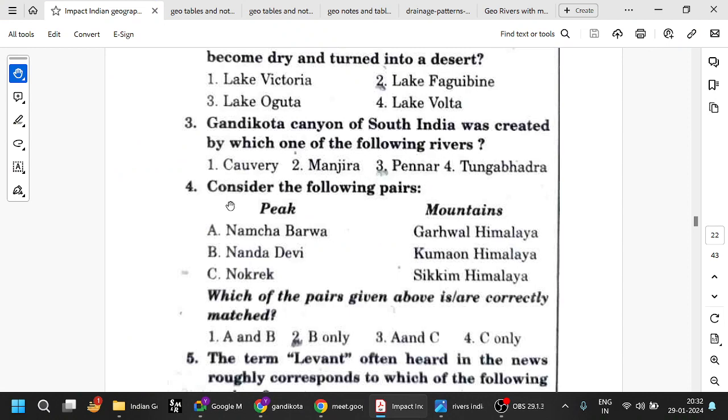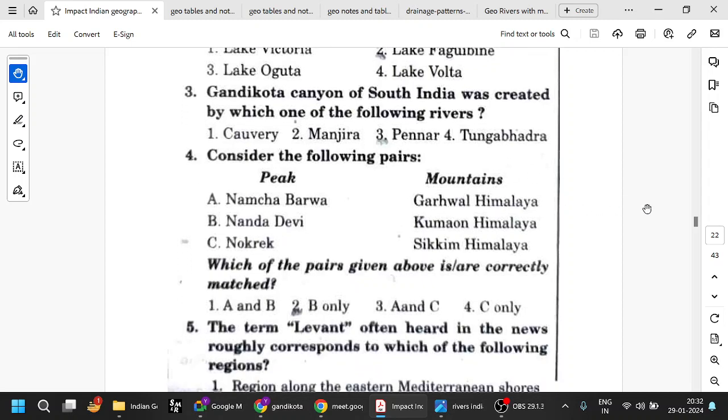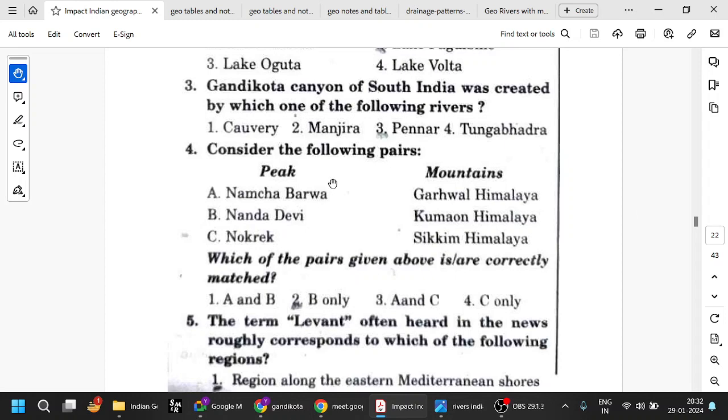Okay, next. Namcha Barwa, Nanda Devi, Nokrek. Namcha Barwa, I've told already, it is the western syntaxial bend. So obviously, it will have to be... Consider the following page. Which of the following are correctly matched? Okay, so Namcha Barwa is not Garhwal. It is wrong. It is Assam Himalayas, okay, or northeastern Himalayas. Nanda Devi is in Uttarakhand, and Uttarakhand Himalayas are called Kumaon Himalayas, which we have already seen in the Indian geography. So Nanda Devi is right. So Nokrek Himalayas is also always in the northeastern part, but it is not in Sikkim. It is almost in Arunachal Pradesh, etc.